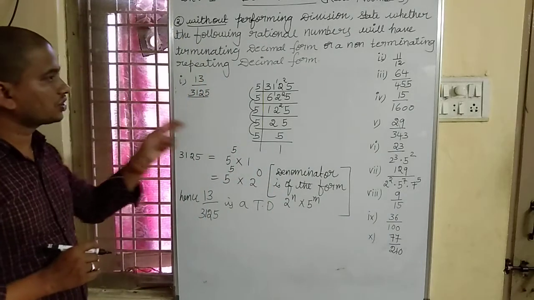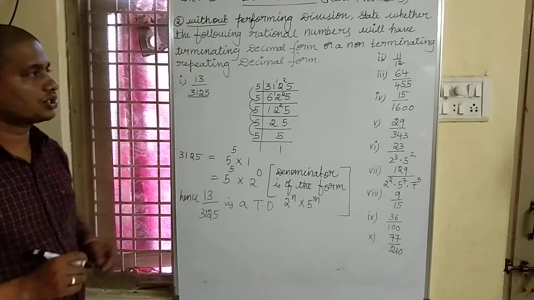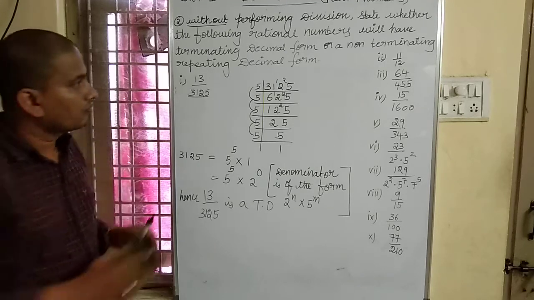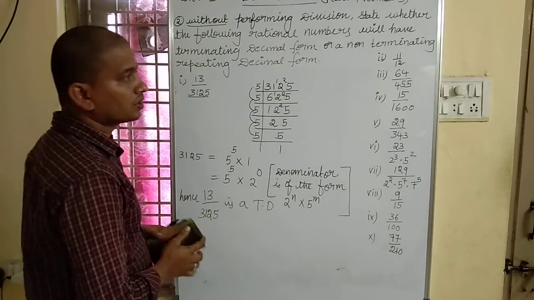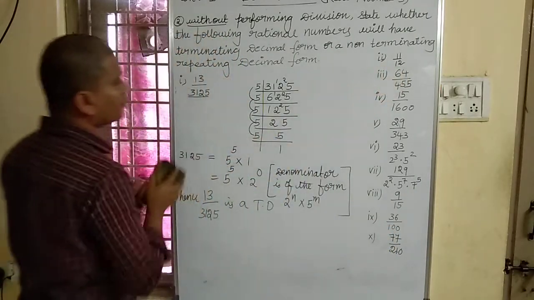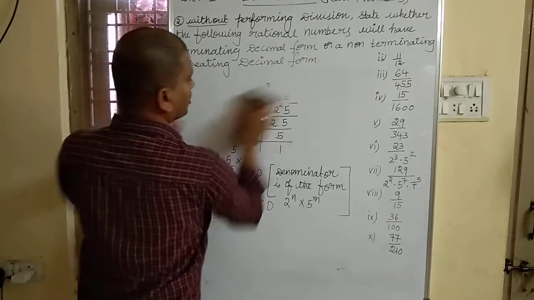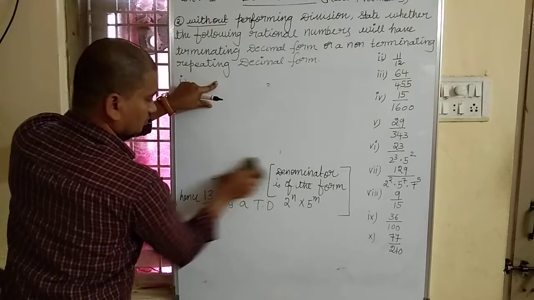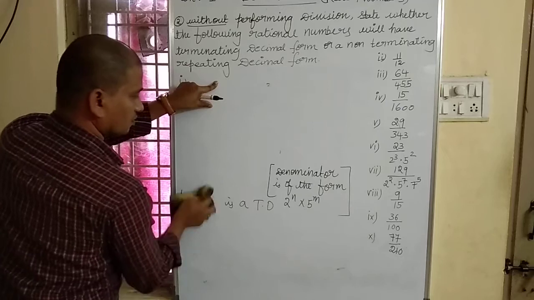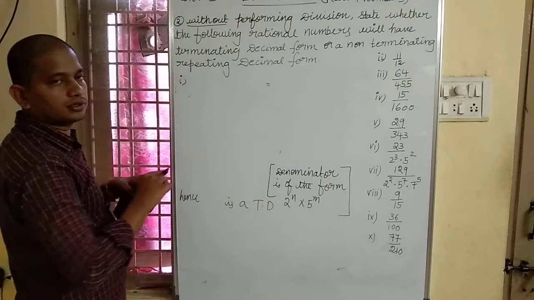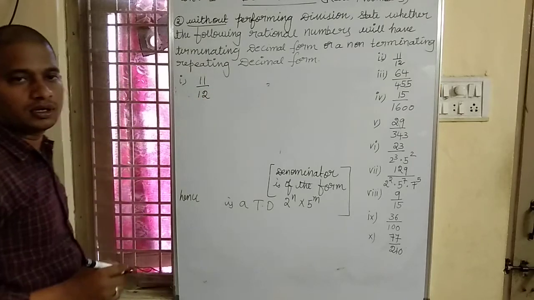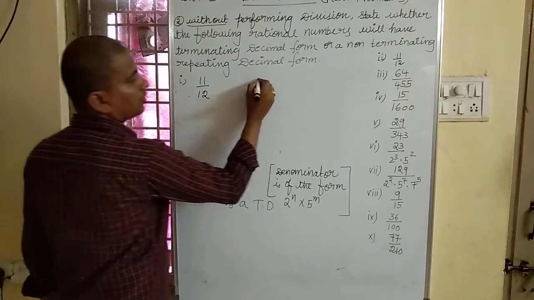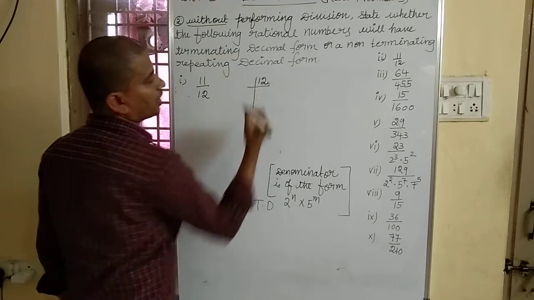I hope you understood the first question. Coming to the second question. What is the second question? Yes, we have a total of 10 questions in the second bit. So our second question is 11 by 12. The rational number is 11 by 12. Here the denominator is 12. Let us find the prime factors of 12.